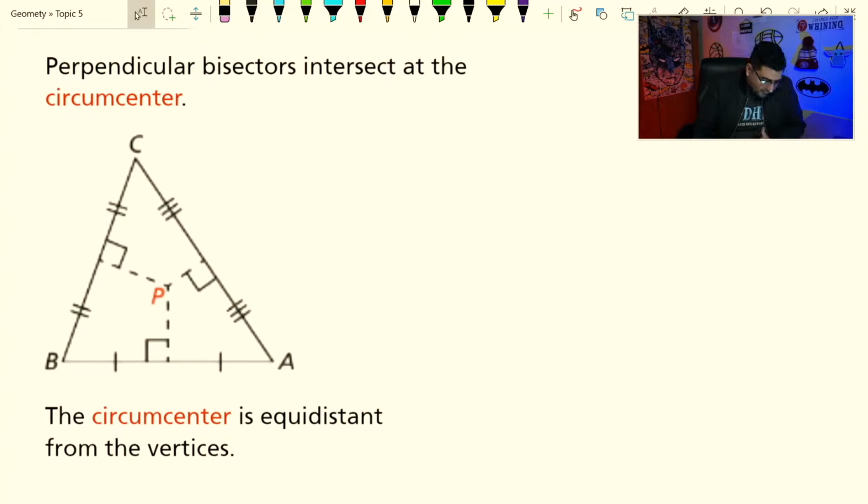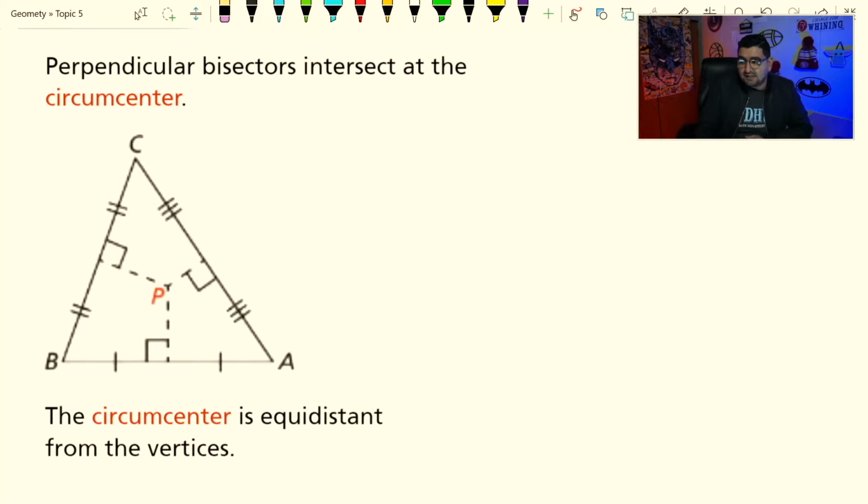Now, when you make this, you end up cutting all of your sides into two equal pieces. So I can see here the bottom side has two equal parts. The left side, side BC, also has two equal parts, and side AC also has two congruent parts.